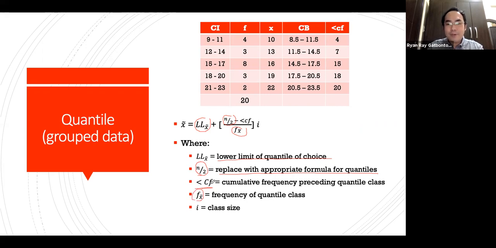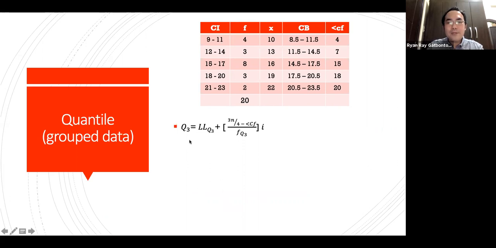Let's, for example, say we're looking for the third quartile of this data set. Okay, so we replace this one, the lower limit, with the lower limit of the third quartile that we're looking for. Okay, then we replace n over 2 with the formula of our third quartile, which is 3n divided by 4. And we take note of the cumulative frequency of the class interval preceding the third quartile class, and the frequency of your third quartile. And of course, your class size.